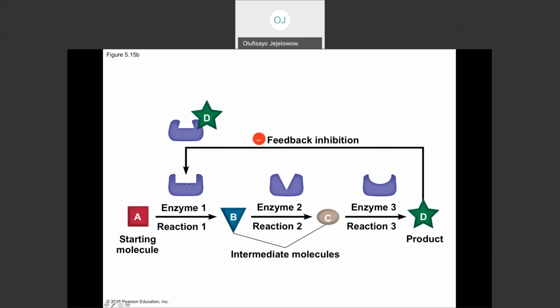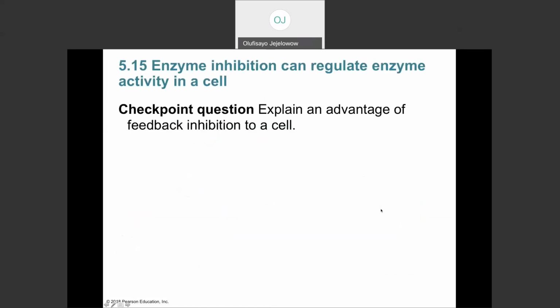In feedback, product D acts as an inhibitor of step 1, reaction 1 of the enzyme. And so whenever this is present to maximum, then enzyme 1 is inhibited and the product will not be produced. When the product depletes again, then enzyme 1 will be freed up to function. So checkpoint question: explain the advantage of feedback inhibition to a cell.